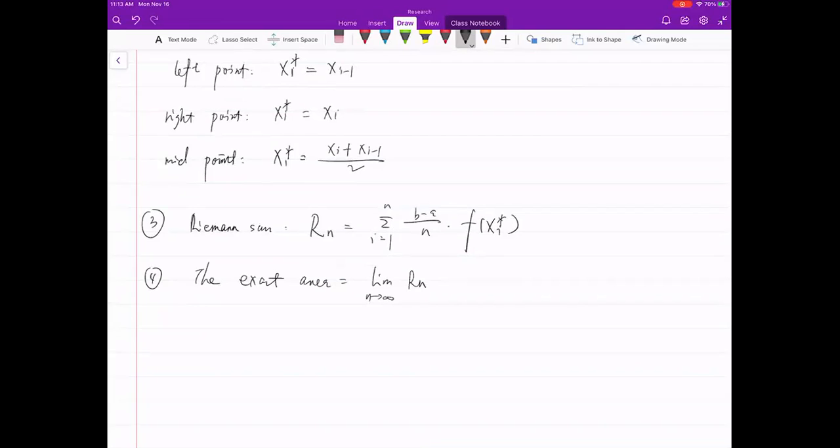You can take 1 million rectangles. It's not going to be exact. It's going to be an approximation. It's going to be a really nice approximation, though. Okay. But to have the thing accurate, you have to take n to be infinity.